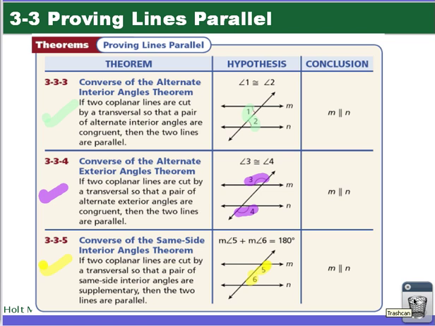Okay. Well, before we move on, just notice that our conclusions are all proving the lines are parallel based on our angle relationships here. The day before we proved, given the lines are parallel, what our relationships were. So these are all the converse.